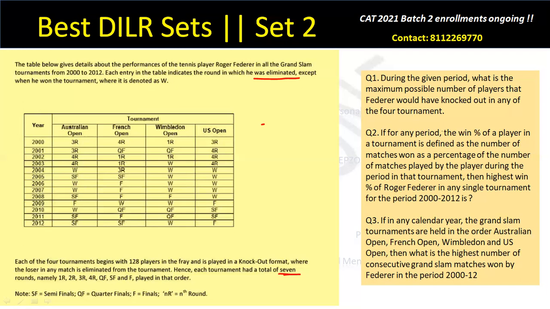Second question: if for any period the win percentage of a player in a tournament is defined... this is also saying the same thing, that the number of wins will get us this answer if I know how many matches he has won. Third: if for any calendar year the Grand Slam tournaments are held in this order, then what is the highest number of consecutive Grand Slam matches won by Federer?